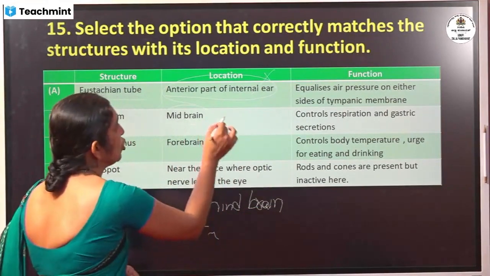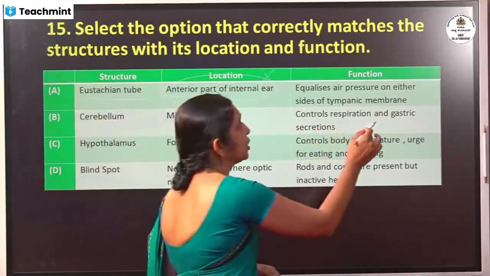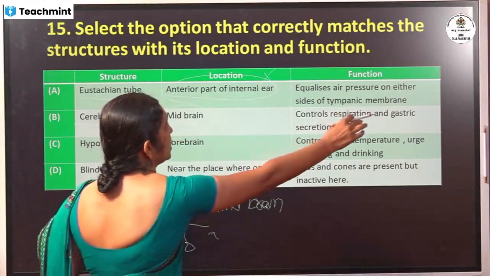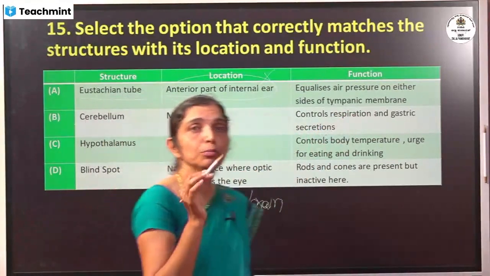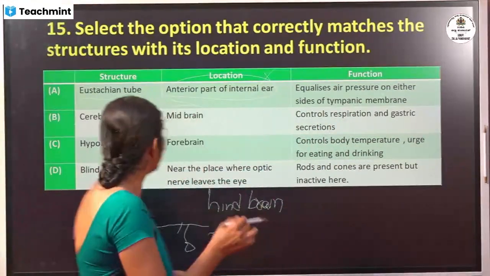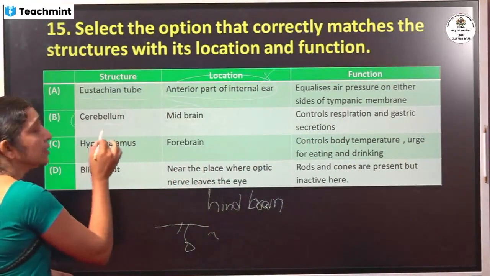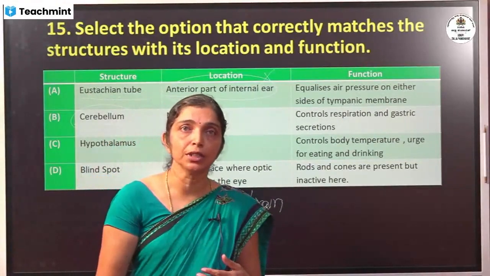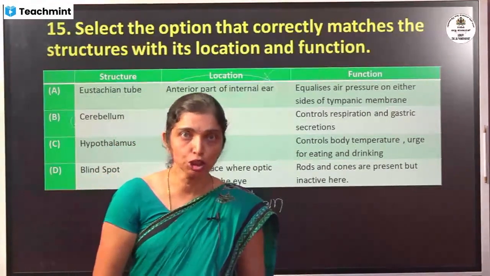Okay, so this is wrong. It controls respiration and gastric secretion? No, respiration and gastric secretion is controlled by your medulla, whereas your cerebellum controls your posture, your equilibrium, as well as your muscle tone.